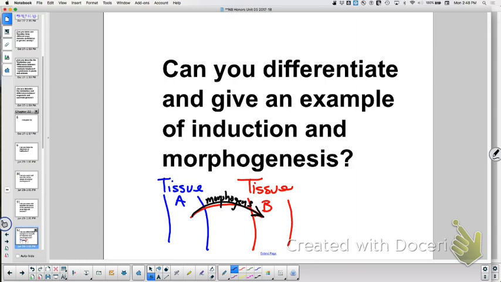Morphogenesis is how this tissue changes. The tissue changes as a result of those morphogens. I think morphogens movement and induction influence. That's how I remember it. Morphogenesis is the actual movement of the tissue. It's changing the shape of that organism.